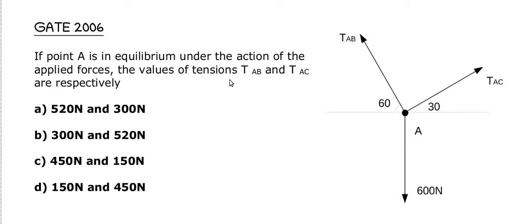In this particular problem, we shall see the GATE 2006 problem. Point A is in equilibrium under the action of applied forces. The values of tensions TAB and TAC are respectively asked. Only 600 Newton is given. If you look at this, you might come up to the concept of Lami's theorem.